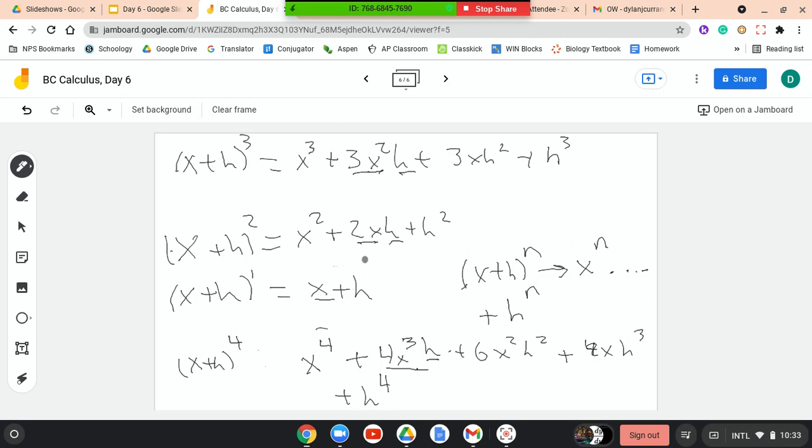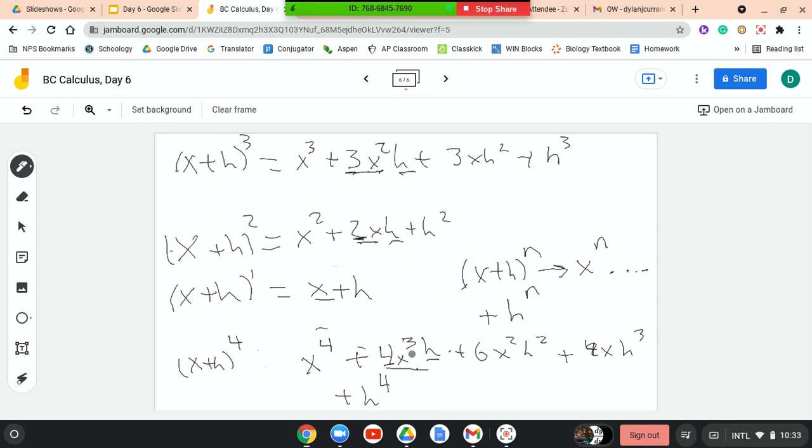So I hope you can see the pattern that as we increase our exponent by 1, the coefficient in front of the second term goes up by 1 each time, right? And the coefficient in front of the second term is just whatever the exponent is. Here we have a squared, so the coefficient is 2. Here we have a cubed, and the coefficient is 3. Here we have a 4th, and the coefficient is 4. You see that pattern? Yep.